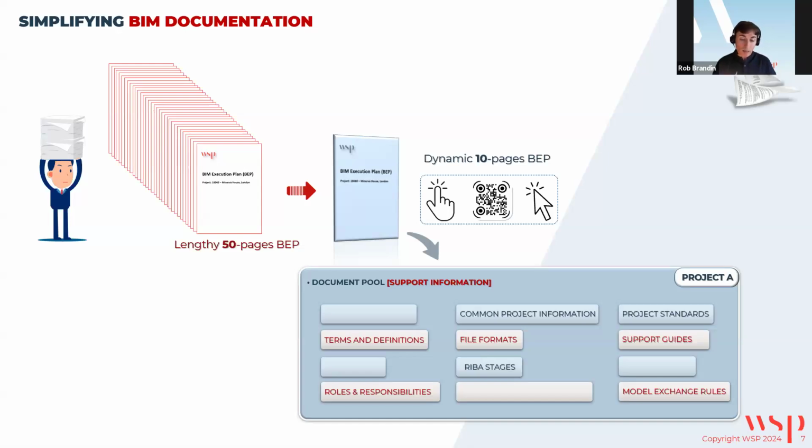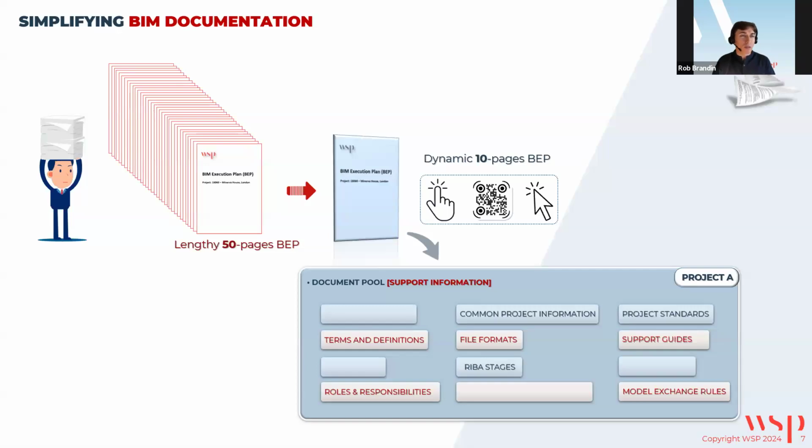This is about making sure that the information that is important is in the document, and all other sets of documents or standards can be transferable to a pool of documents. In this case, it could be a CDE, or it could be in a different place. This is completely up to you. But the idea behind it is that we need a dynamic BEP where all this common information can go from one project to the other, and then you reduce the pages.